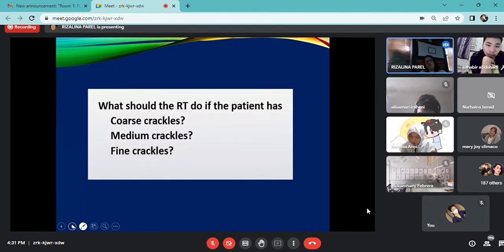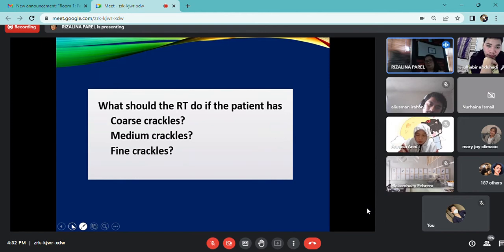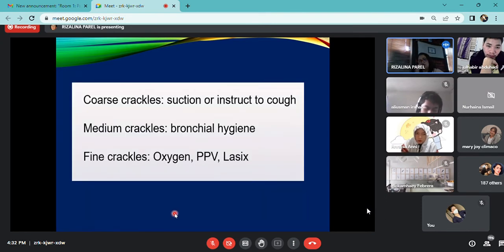Okay, what should the RT do if the patient has coarse crackles, medium crackles, and fine crackles? Sabi natin, ang crackles ay same as your rals. Yung ating rals or crackles ay medyo discontinuous sound siya and loud sound ang intensity niya, and also heard dun sa mga pasyente na merong mucus production. So, ano ba ang gagawin natin? So, the RT should suction or instruct the patient to cough.